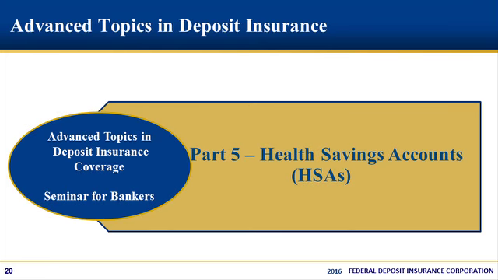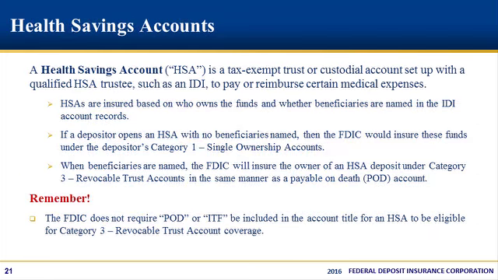Part 5, Health Savings Account. A health savings account, or HSA, is a tax-exempt trust or custodial account that you set up with a qualified HSA trustee, such as an FDIC-insured bank, to pay or reimburse certain medical expenses you incur. HSAs, like other deposit accounts, are insured based on who owns the funds and whether beneficiaries are named in the bank account records. So if a depositor opens an HSA with no beneficiaries named, then the FDIC would insure these funds under Category 1 single ownership accounts.